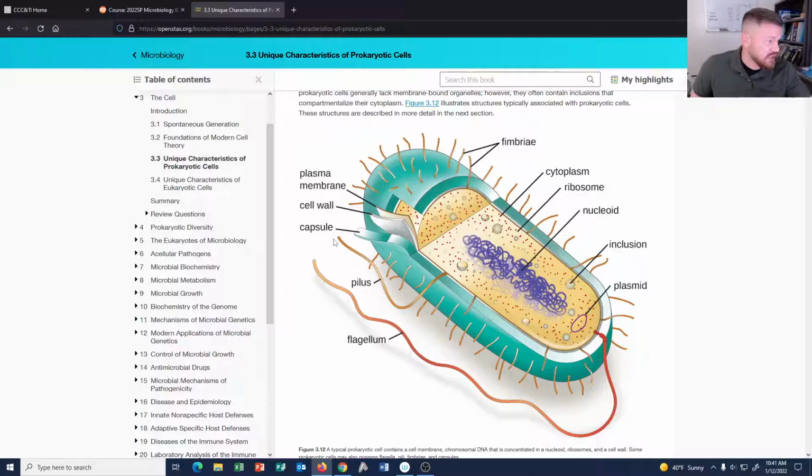Some things specific to prokaryotes would be a pilus. You don't really find these in eukaryotes. That pilus can be used for a number of things. One of the things it can be used for is to exchange DNA between organisms.